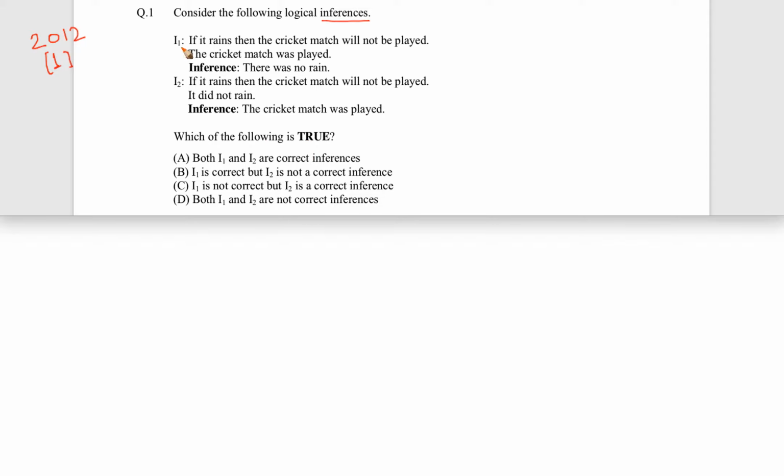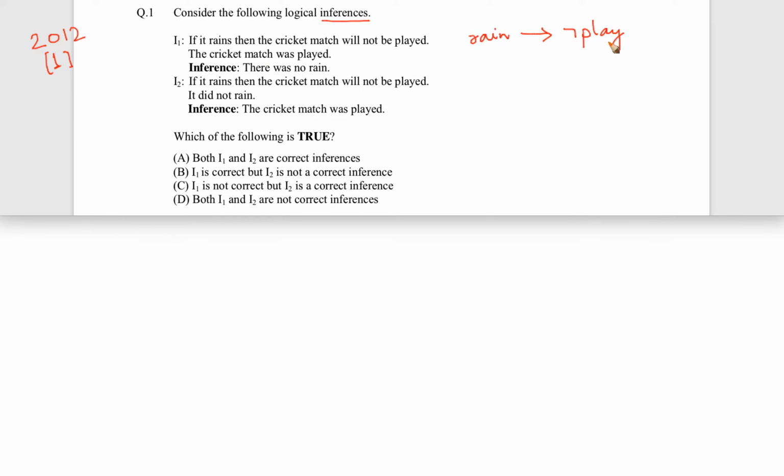So the first statement is, if it rains, then cricket match will not be played. We can write it in terms of logic like this: if it rains, then the match will not be played, so not play, something like this. Okay, and the second statement is, the cricket match was not played.